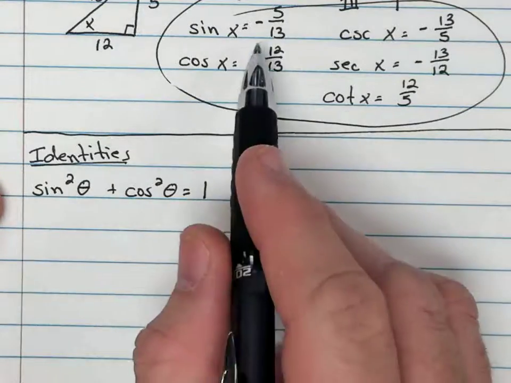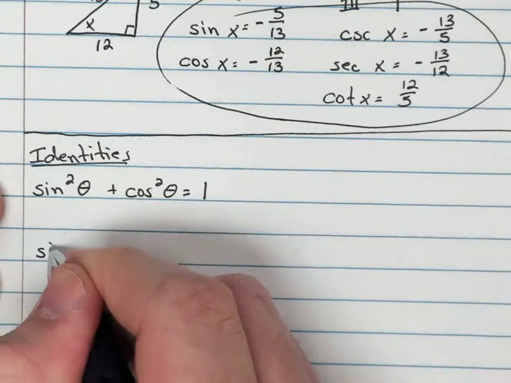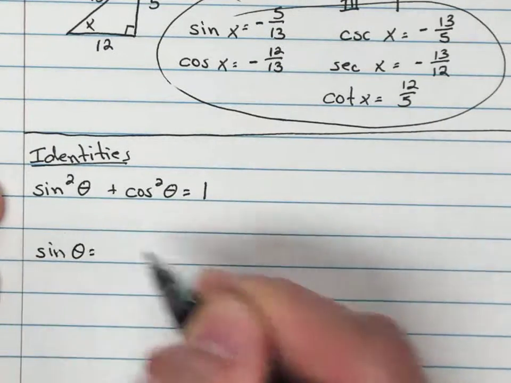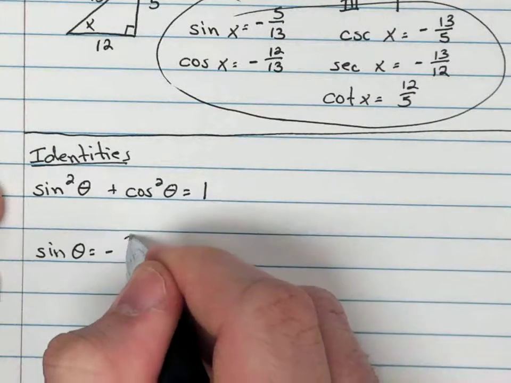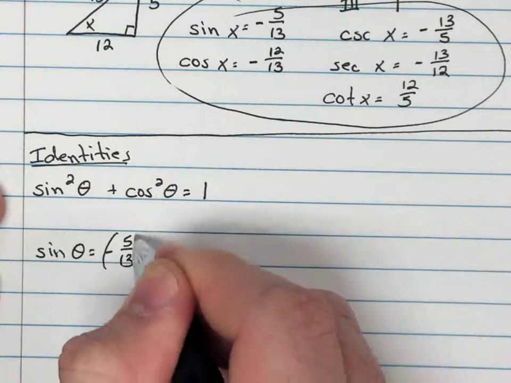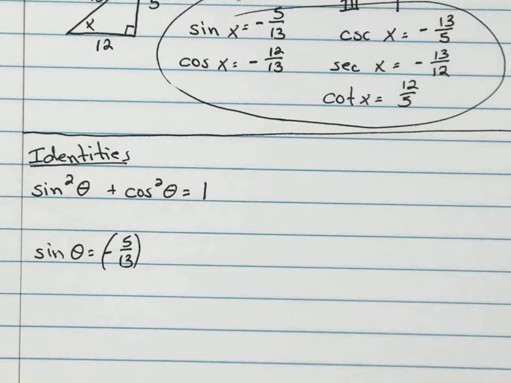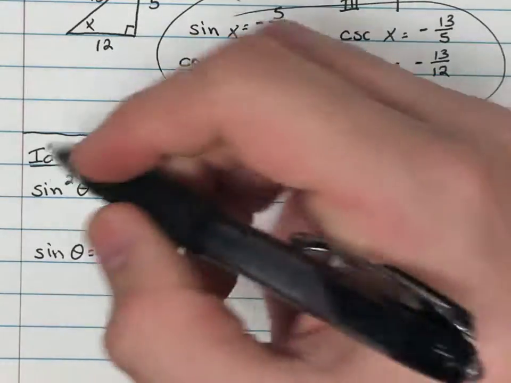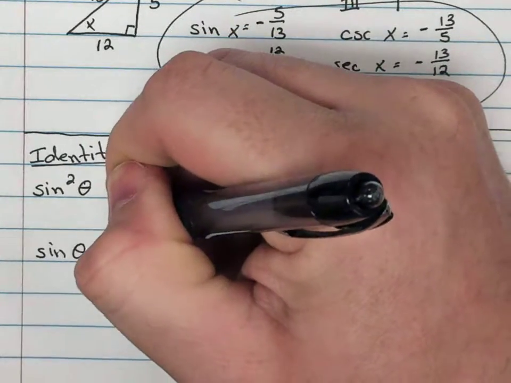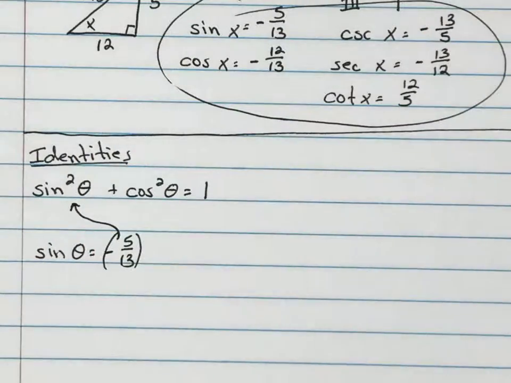But let me show you how this works, just on this last problem. If I gave you that the sine of x, or the sine of your angle, it doesn't matter what you call it, is negative 5/13, and you needed to find cosine, but you didn't want to do the little triangle thing. What do you do? You plug this in right here.